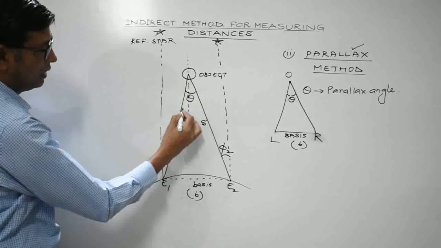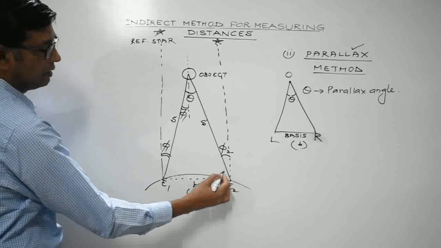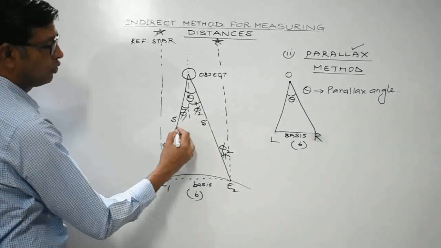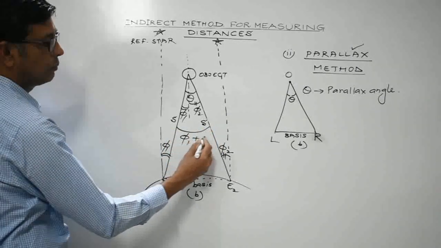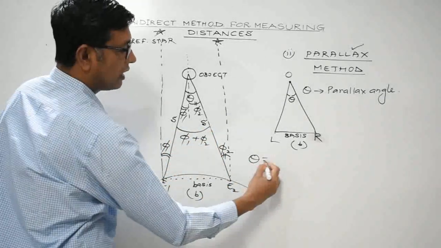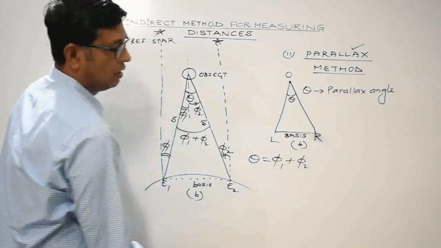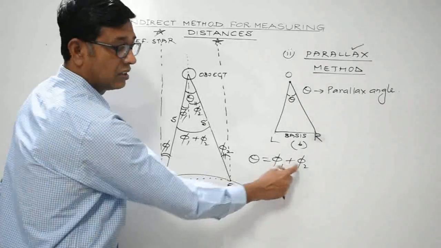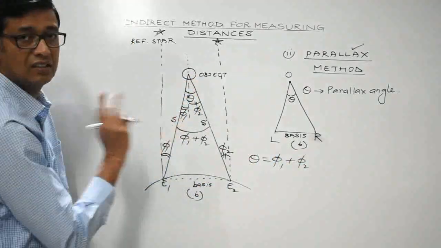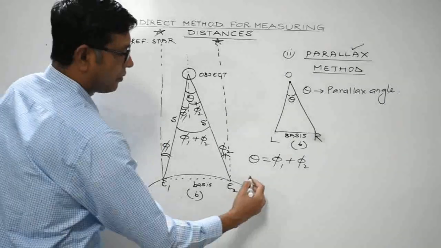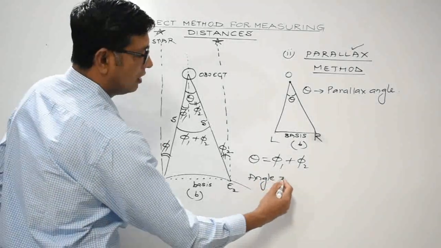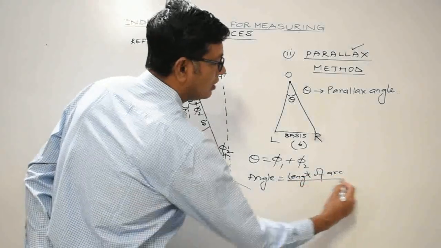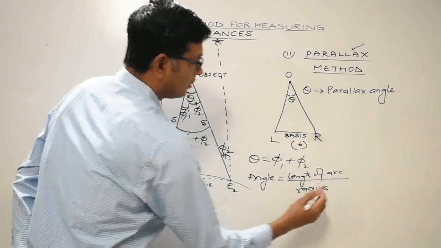Now look, this angle would be equal to this angle and this angle would be equal to this angle. So what I mean to say is that this angle would be phi 1 plus phi 2. That is, angle of parallax would be phi 1 plus phi 2. These two angles are determined at these two Earth stations. They are known, right? So theta, the angle of parallax, is known. Now coming back, we are aware of this formula. Angle is equal to length of the arc divided by radius. This is the formula.